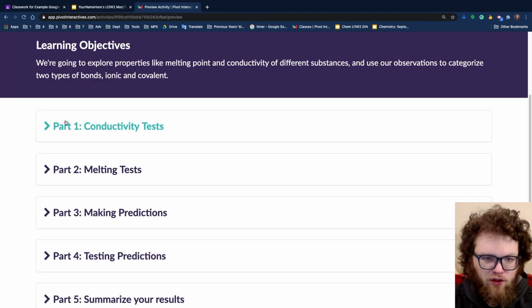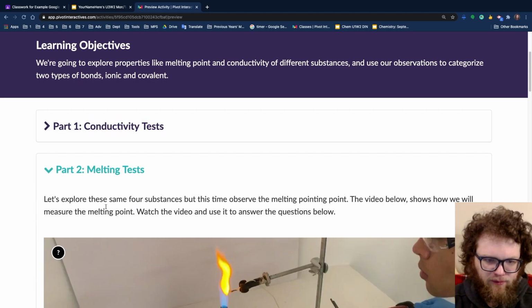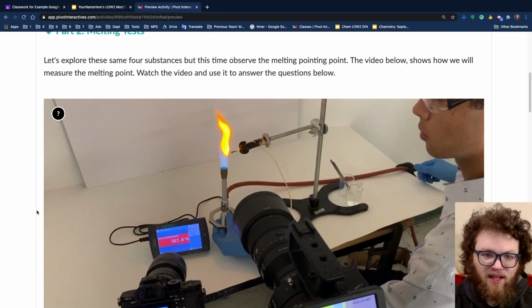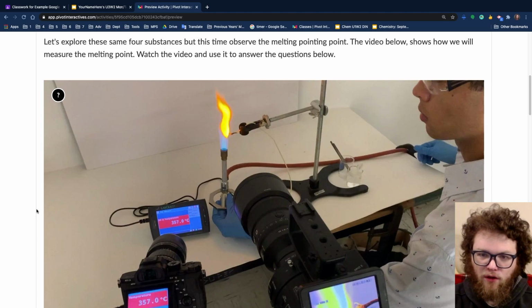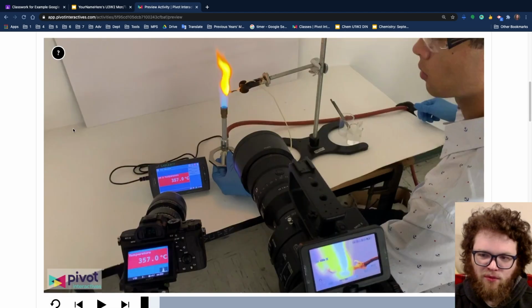Okay, moving on to part 2, melting tests. Let's explore these same 4 substances, but it's time to observe the melting point. The melting point. Fun. The video below, there's all sorts of typos here. Don't need the comma there. I'm going to start again. Let's explore these same 4 substances, but this time observe the melting point. The video below shows how we will measure the melting point. Watch the video and use it to answer the questions below.